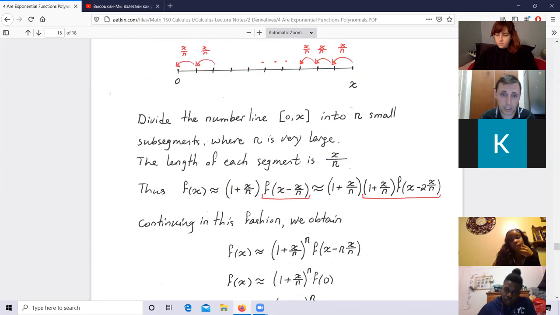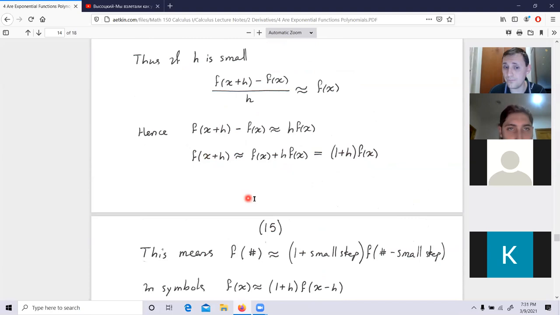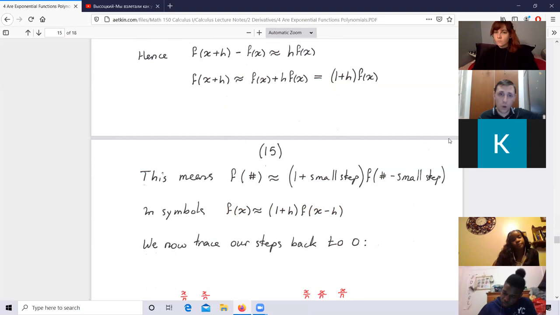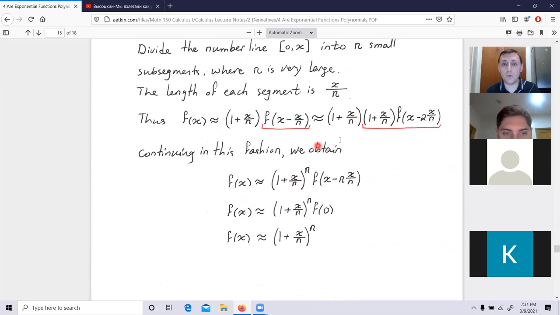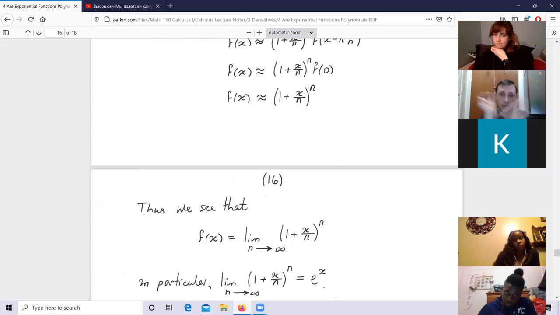You understand, guys? If you can rewrite it and make it look like this, then this phrase can be written much simpler: f at some point is one plus the step times f of the prior step, the prior position where you could be, right? And that allows me to walk back to zero and evaluate this function. So then I continue walking, look at it. So what is f of x? It's one plus x over n to the power of n, and here it's f of zero. So f of x is approximately one plus x over n to the power of n. And of course, that's more and more precise if n is going to infinity. The larger the n, the more I divide, the less I take a step back, and the more the derivative formula approximation is correct. Do you follow?